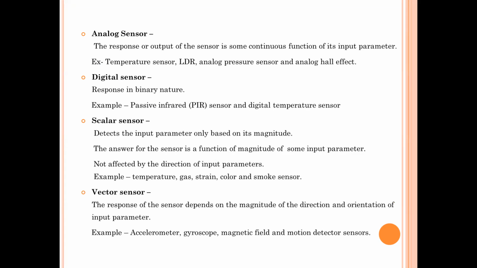The third classification is scalar and vector sensors. A scalar sensor will detect the input parameter only based on the magnitude, and the output is a function of the magnitude of some input parameter. Examples of scalar sensors are strain sensor, smoke sensor, gas sensor, etc. With a vector sensor, the output will depend on the magnitude, the direction, and the orientation of the input parameter as well. Examples of vector sensors are gyroscope, accelerometer, magnetic field, and motion detector sensors.